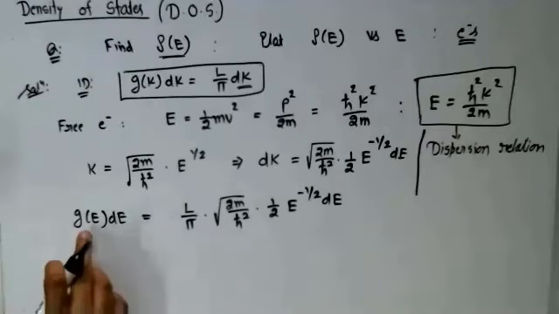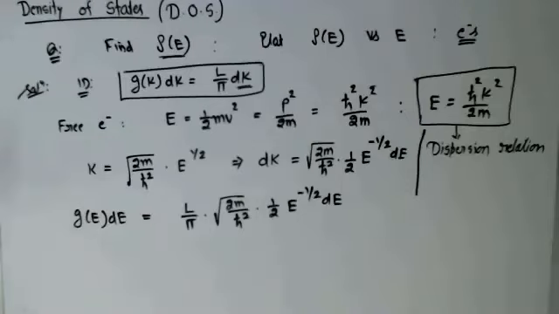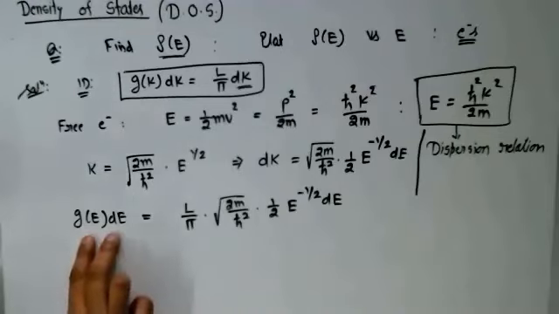You must write down here. What is this g(E) dE telling? Write it down somewhere: g(E) dE represents the number of states in the energy interval E and E plus dE. Am I right? So g(E) dE is the number of states in the energy interval E and E plus dE.